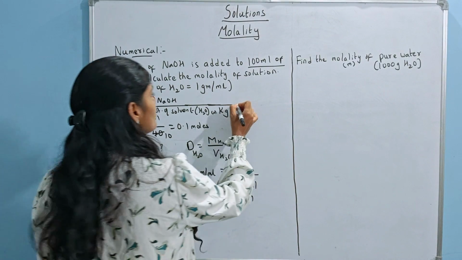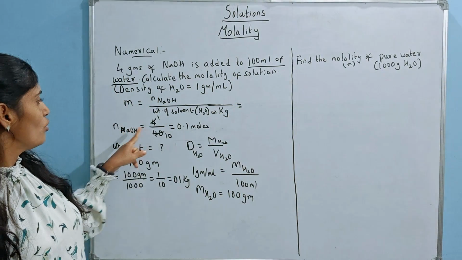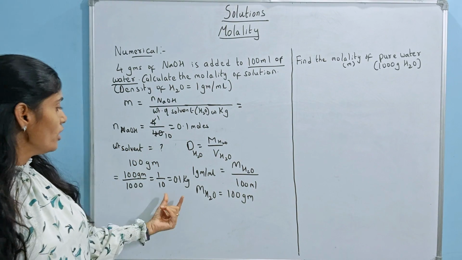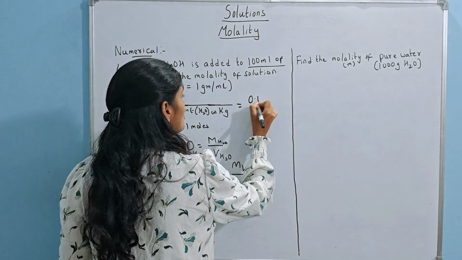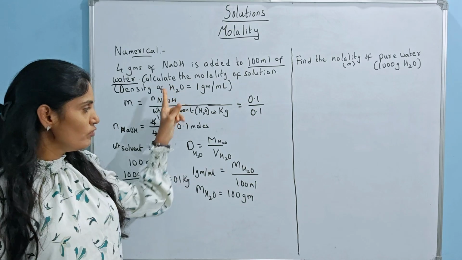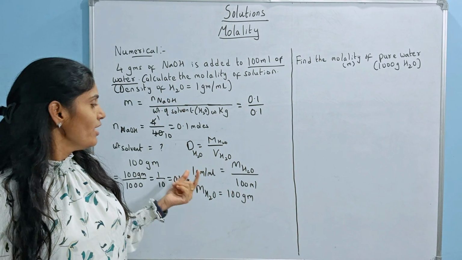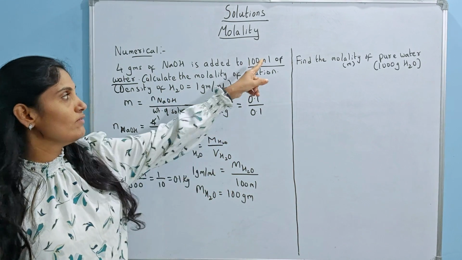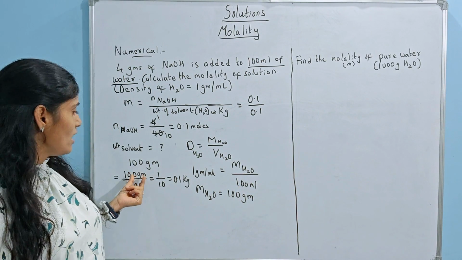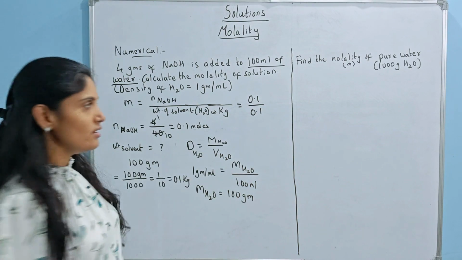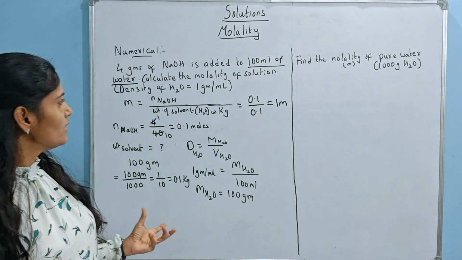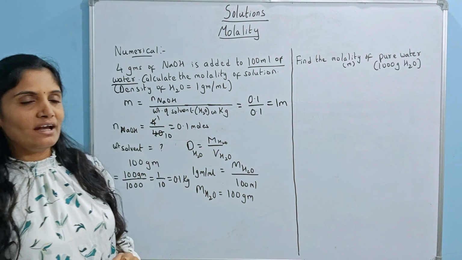Now can I substitute them here? How many number of moles of NaOH I got? 0.1 moles. How much weight of solvent I got here? 0.1 kg. Hope you understood how I got weight of the solvent. I have density of the solvent, so density is equal to mass by volume. I substituted density and the given volume of water. Then I got mass of the solvent, which is 100 grams, which I converted into kg and substituted here. So that is equal to 1 molar. Okay, so these are the types of questions which you get from molarity.